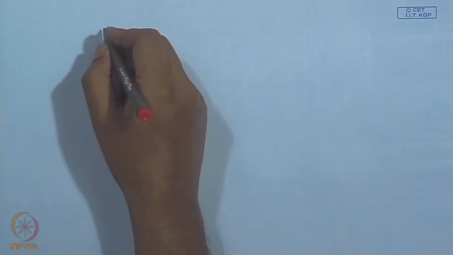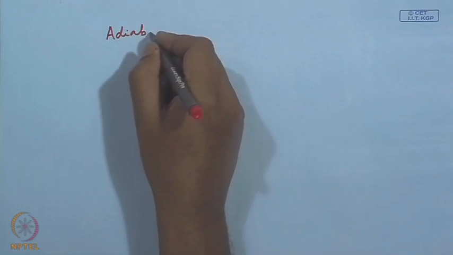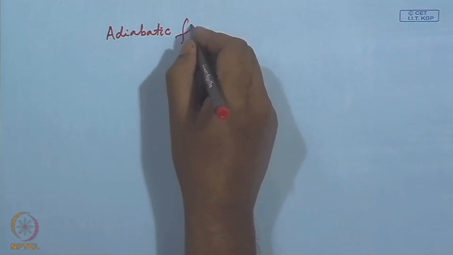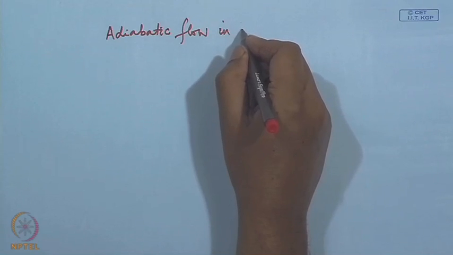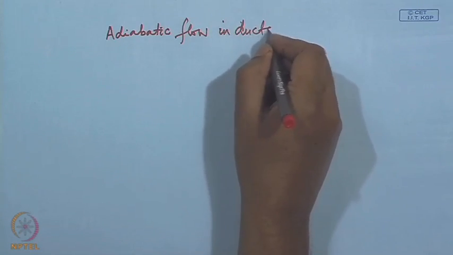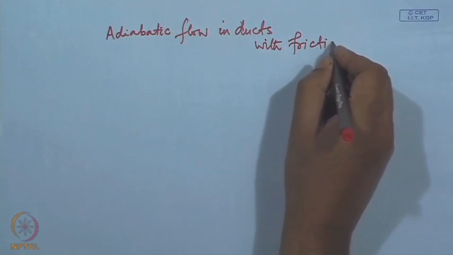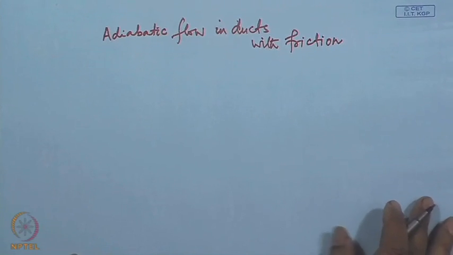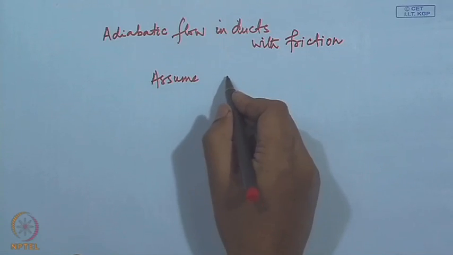In our next example of flow through ducts, we will consider adiabatic flow in ducts with friction, and we will assume uniform area, uniform cross section.